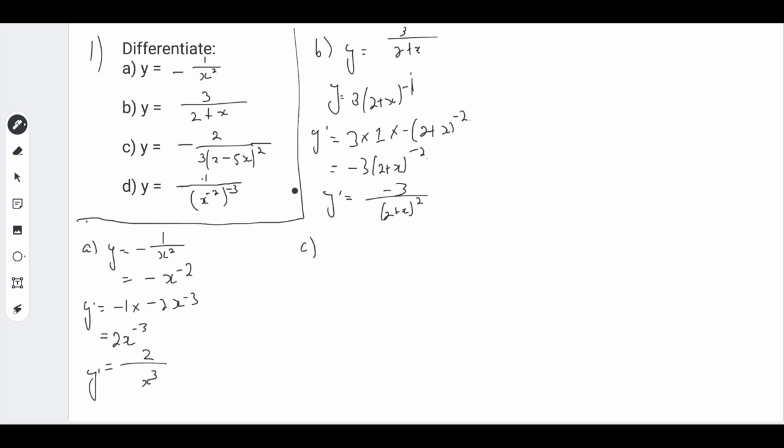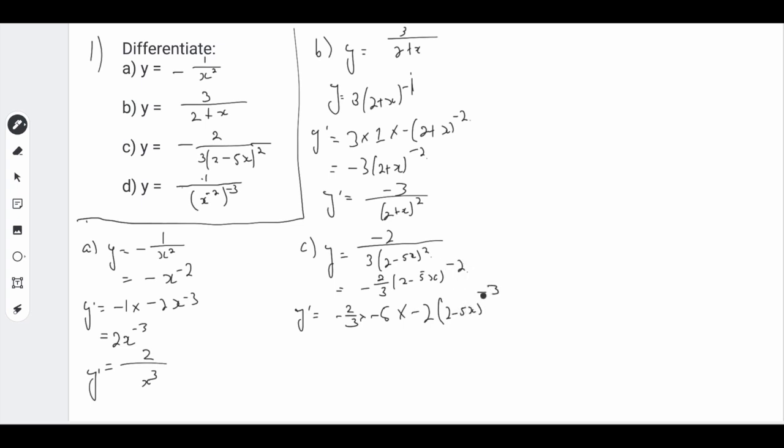Part C, it's just trying to get more and more complicated, but again, don't let those extra parts confuse you. Nothing is really changing here. So minus 2 on 3 (2 minus 5x) squared. I'll rewrite this as minus 2 on 3 (2 minus 5x) to the power of minus 2. And so I'll differentiate that now. The minus 2 on 3 just stays there. I differentiate what's inside the brackets, which is just minus 5. And then I bring the minus 2 to the front, minus 2. Leave what's inside the brackets, 2 minus 5x, and then decrease the power by 1.